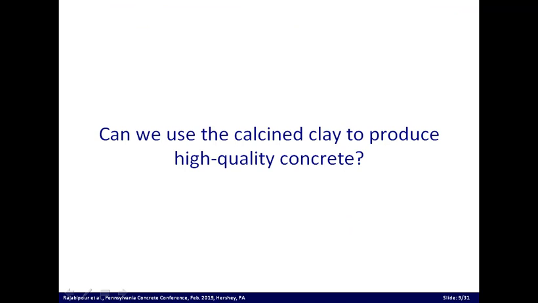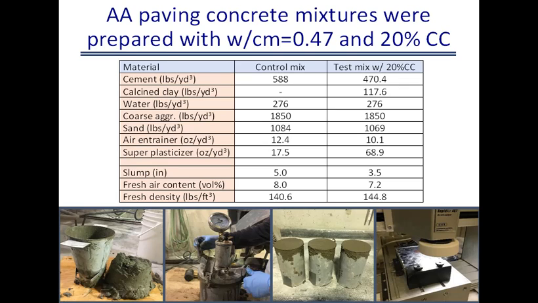So the next question is, can we use these to produce a high-quality concrete? Next slide. So what we did is that we essentially mixed an AA paving concrete mixture with water-cement ratio 0.47. The table that we have here shows the mix proportions for a control mix as well as a test mix that had 20% of Portland cement replaced with calcined clay.